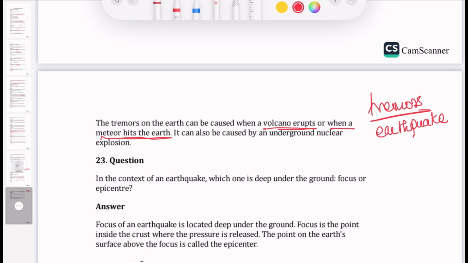In the context of an earthquake, which one is deep under the ground, the focus or the epicenter? The focus is the center point where the pressure is released. The deep one is the focus. The epicenter is above the focus.